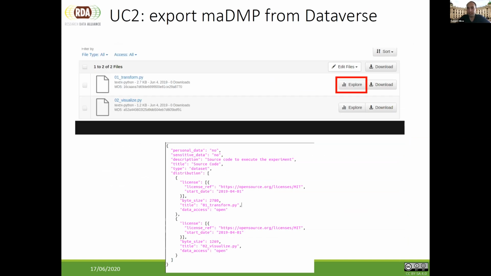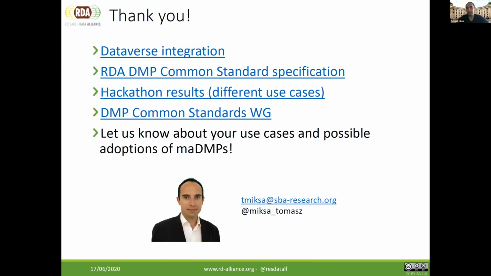And the second use case comes with the Explore button. So the data already exists in the Dataverse because the researcher already did the research, and now they want to reuse this information in a DMP. So they simply click the Explore button, and then a snippet of code is generated that can be sent to the DMP service. So this is basically it from me for today.